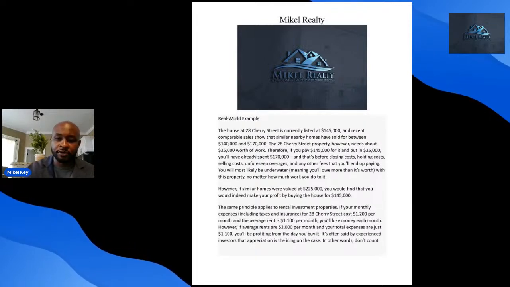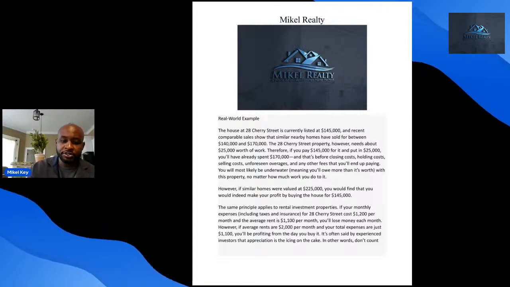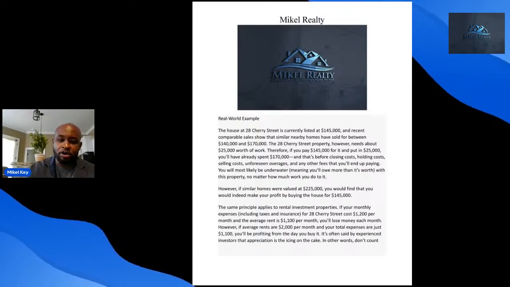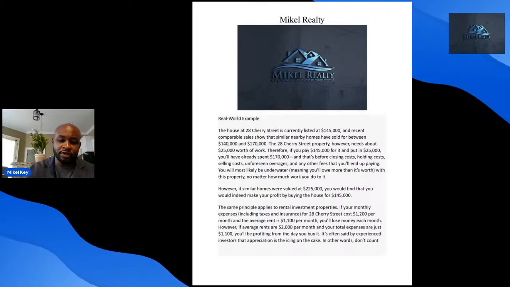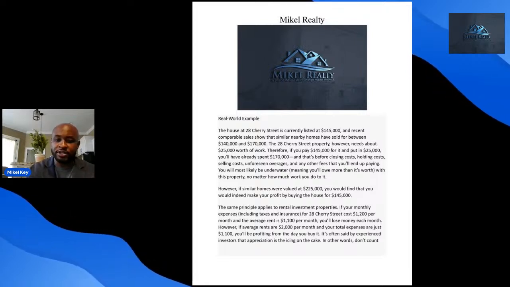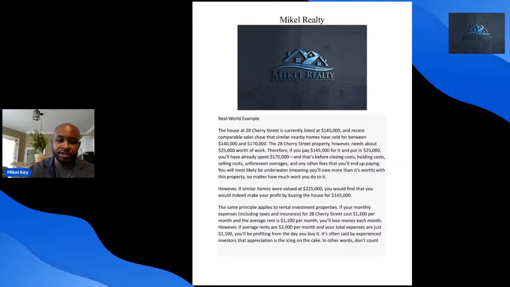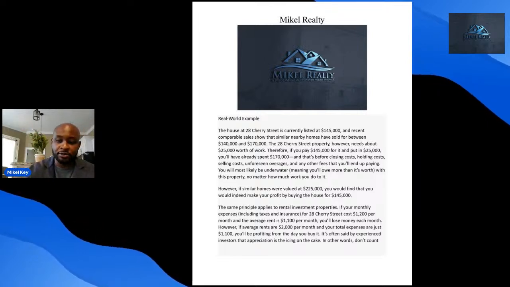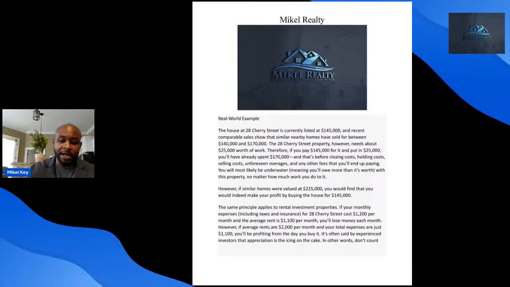So I want to get into some real world examples. We'll just go through one. Let's say the house at 28 Cherry Street is currently listed at $145,000. Recent comps show that similar homes nearby have sold for $140,000 and $170,000. The 28 Cherry Street property needs about $25,000 worth of work. Therefore, if you pay $145,000 for it and put $25,000 in it, you've already spent $170,000. And that's before closing costs, holding costs, selling costs, unforeseen overages, and other fees you'll end up paying. So you will likely be underwater. The cost is too high. However, if a similar home was valued at $225,000, you would be fine, and you would indeed make your profit by buying that house for $145,000.